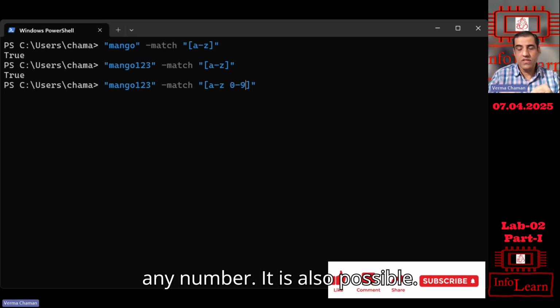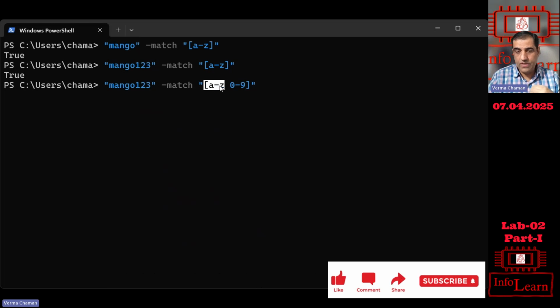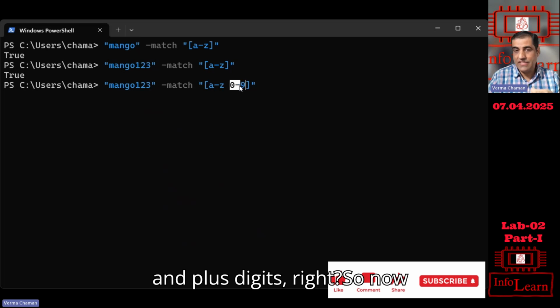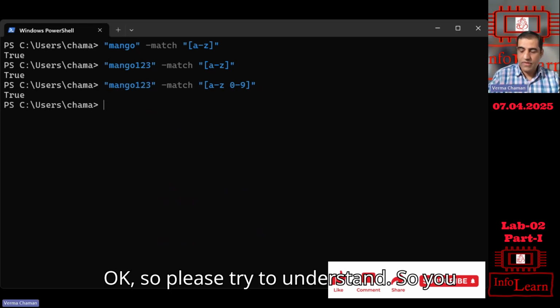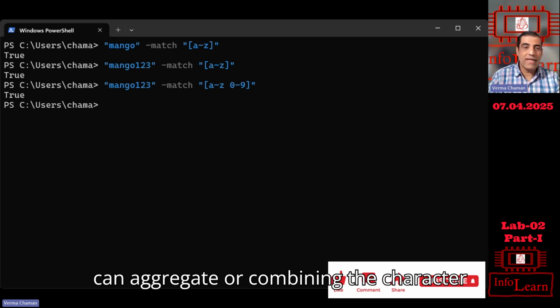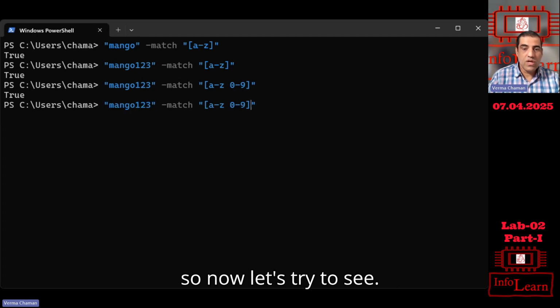It is also possible. So now your target is to look for letters, characters, and digits, right? Sure, both are there, so it is again true. Please try to understand: you can aggregate or combine the character classes in this manner.